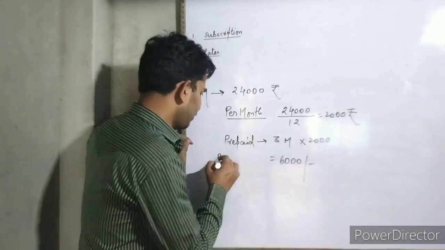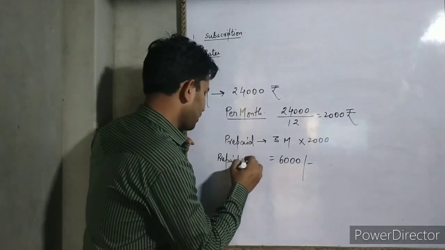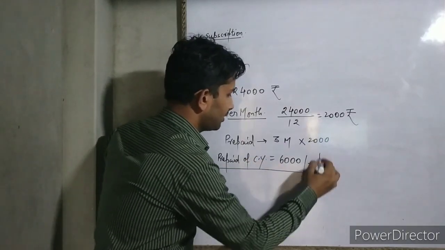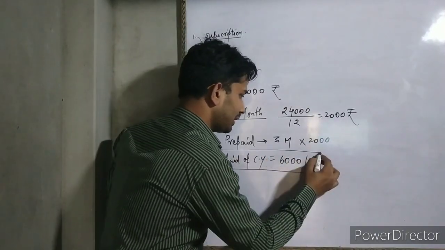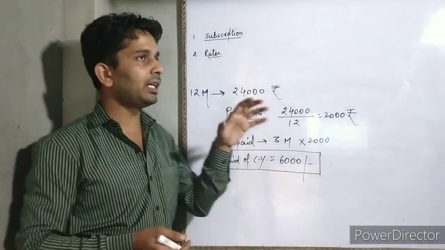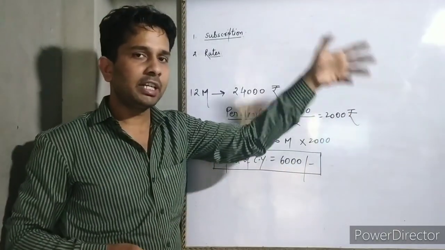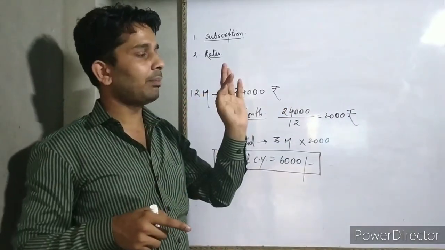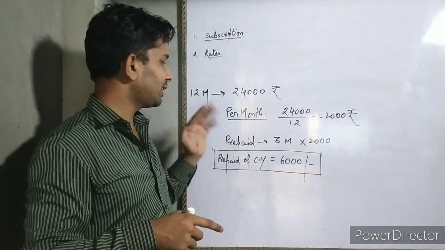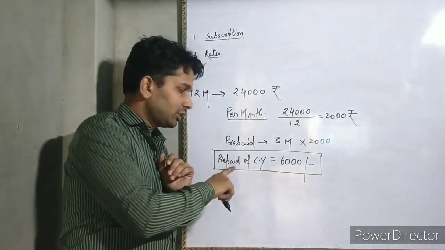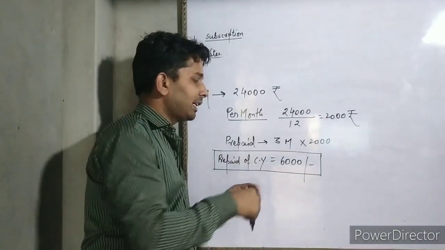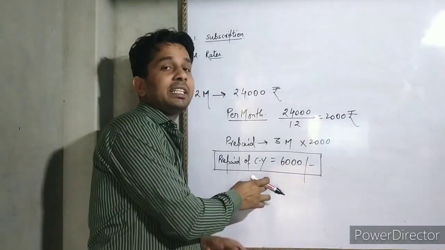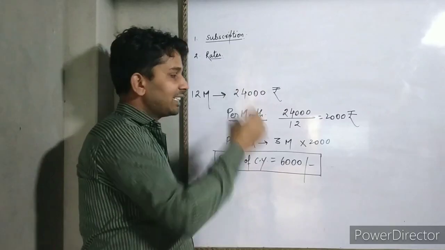This is the prepaid of the current year. I think you all have got that, because we have paid till June 2015. After March, it will be April, May and June, so these 3 months are prepaid. We have calculated that amount, and if it is the prepaid of the current year, it has to be deducted from the related expense.